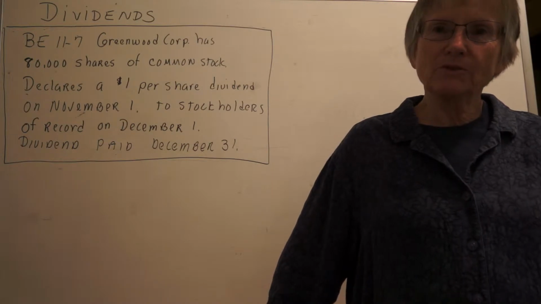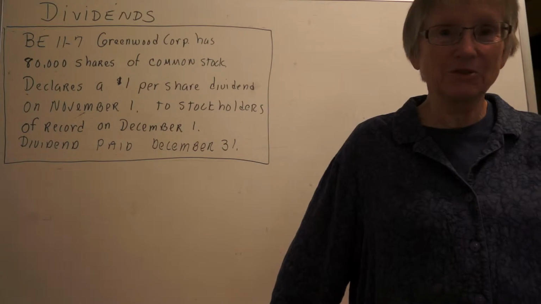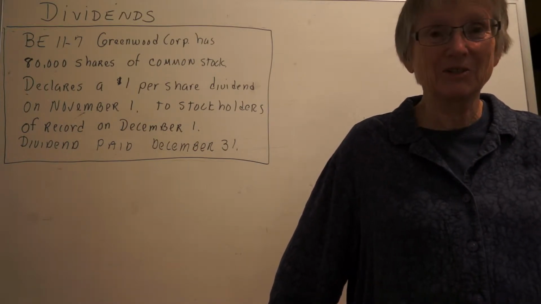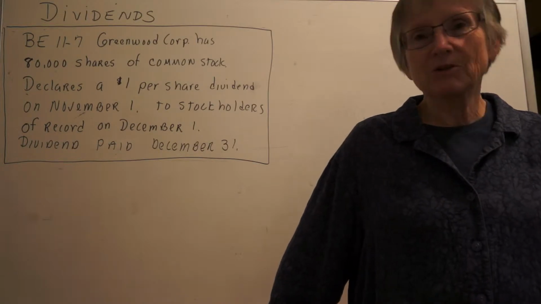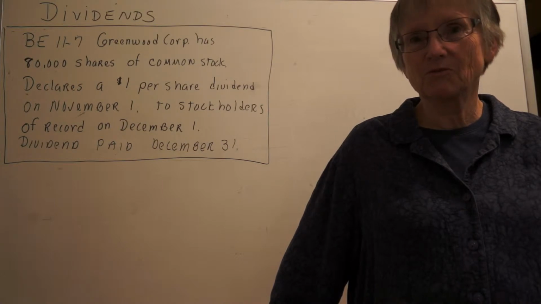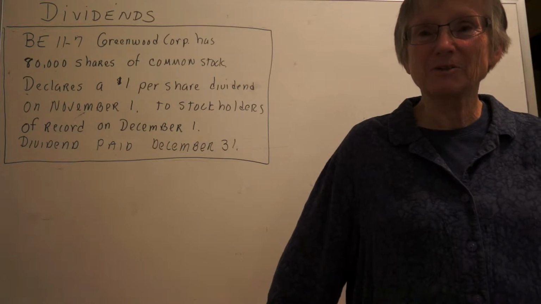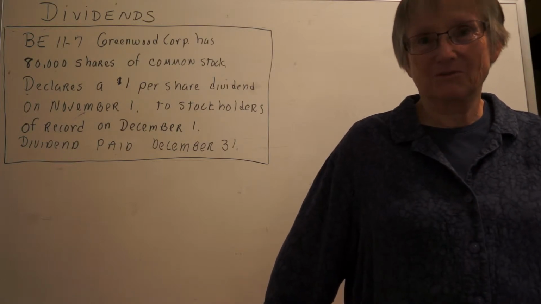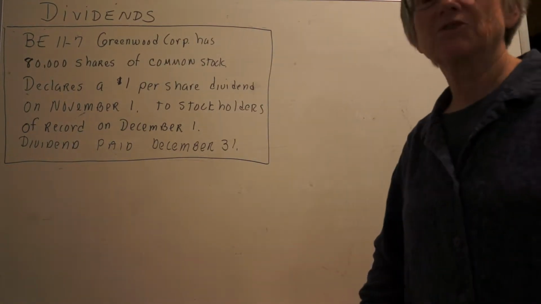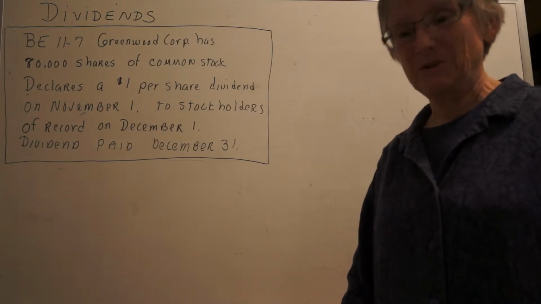The date of record is simply the date that if you own the stock on that date, you get the dividend, and if you have sold it or you don't own it on that date, you don't. They don't talk about it in the book, but typically a stock will go what's called ex-dividend a few days before the date of record, simply because of the paperwork involved. So, in other words, if you buy the stock a couple of days before the date of record, you will not get the dividend.